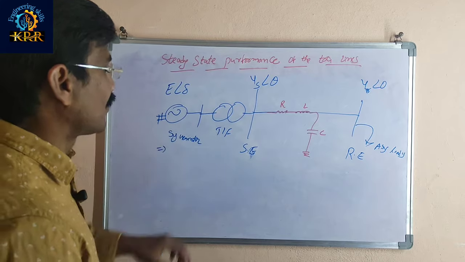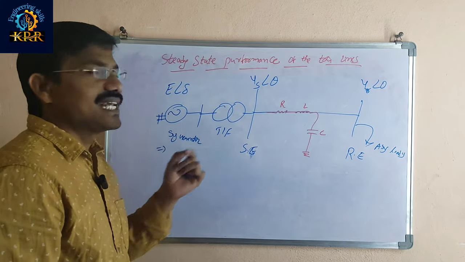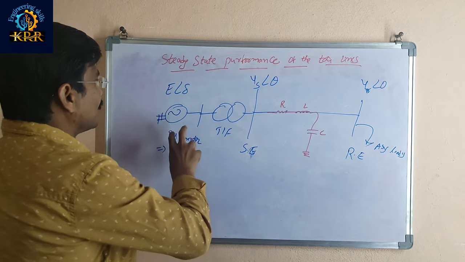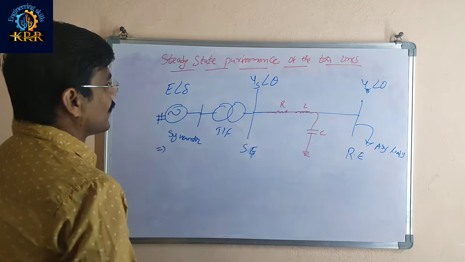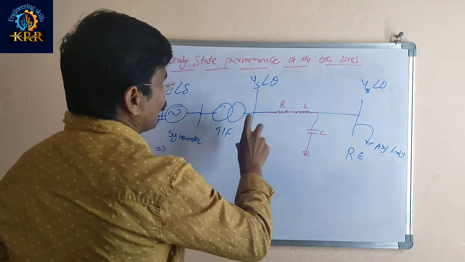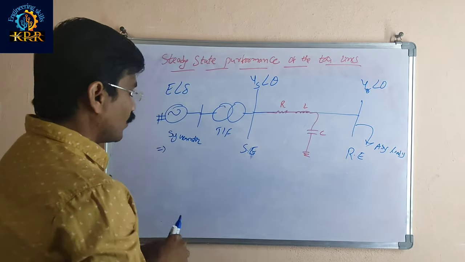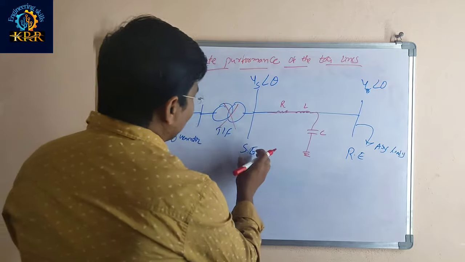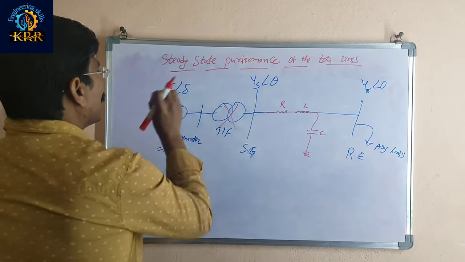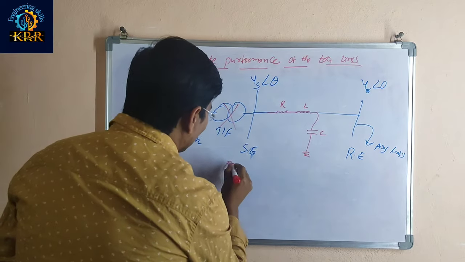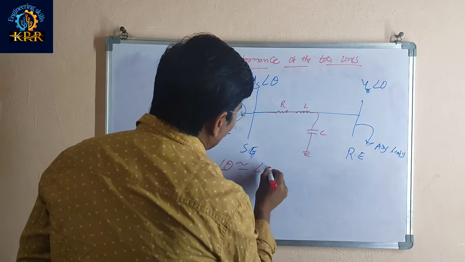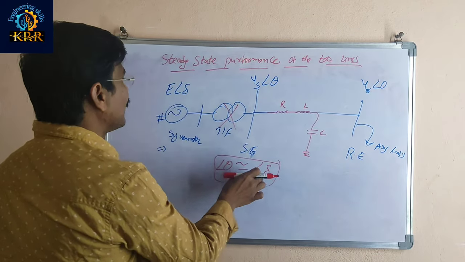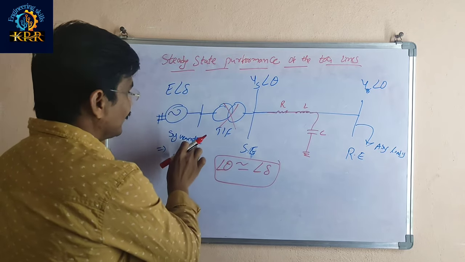Here is the effect of the transmission angle on the synchronous generator angle. The synchronous generator angle is small when compared to the transmission line angle, when compared to the sending end angle, so we neglect this angle. Means the sending end voltage angle is approximately equal to the synchronous generator angle, the generating angle.